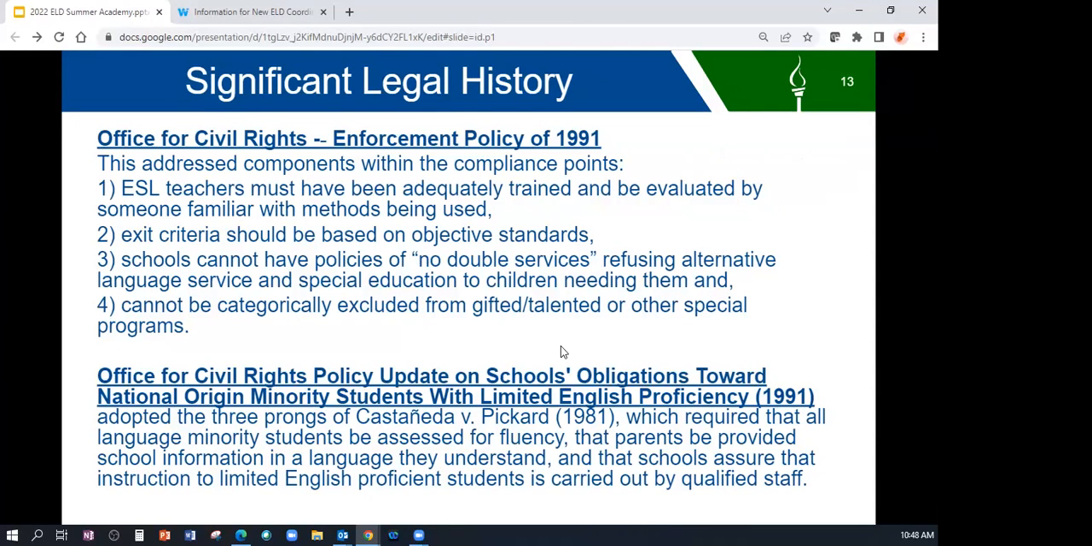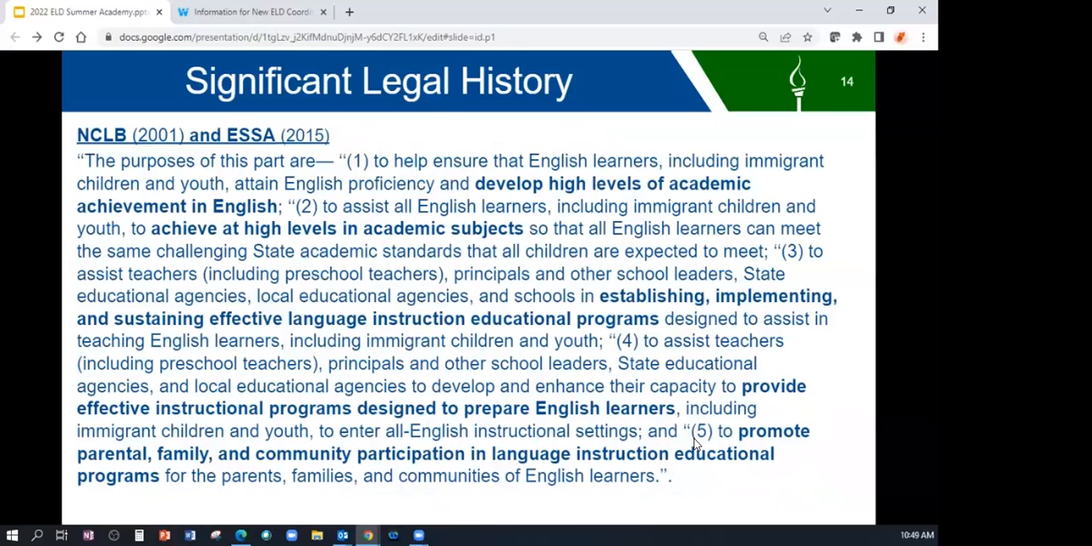It says teachers have to be adequately trained and be evaluated by someone familiar with the methods being assessed. That criteria should be based on objective standards. Schools cannot have policies of no double services, where they refuse them from being in enrichment or special education and whatever they need. And again, they can't be excluded from those special programs. And as I said, this led to the adoption of the 3 prongs of the Castaneda versus Pickard court case.